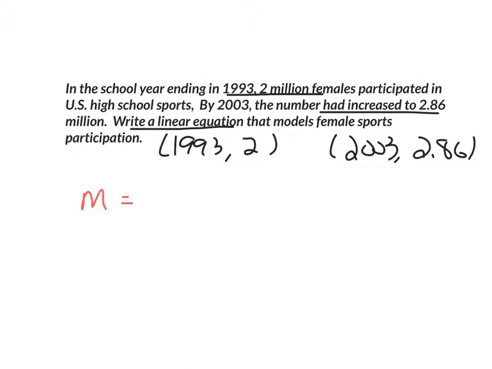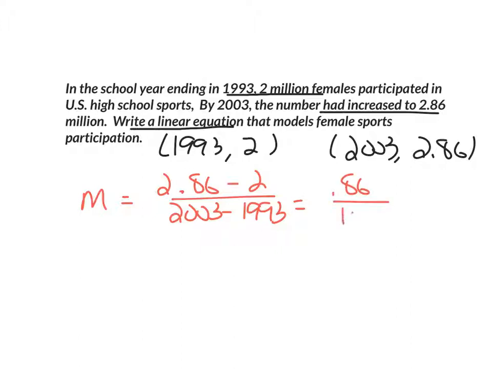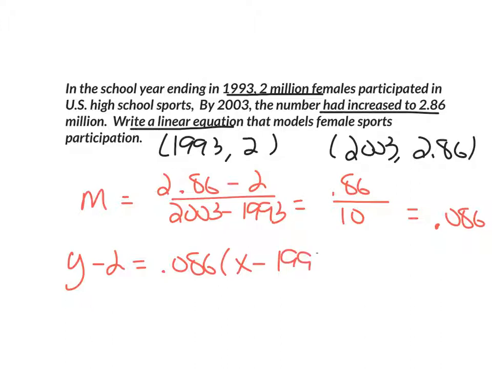Find your slope. You're going to do your y minus y over x minus x. So I get 0.86 over 10, which is really 0.086. So there's my slope. Pick whichever point you want. I'll pick the first one. Y minus 2 is 0.086 times x minus 1993. And just distribute that. 0.086x minus, I'm going to need my calculator for that one.